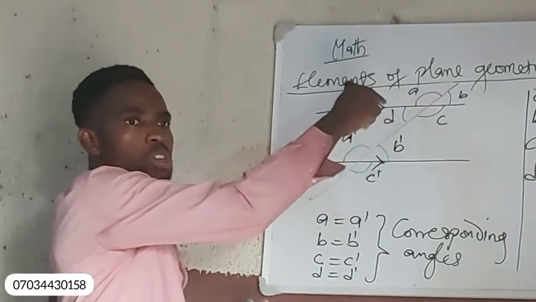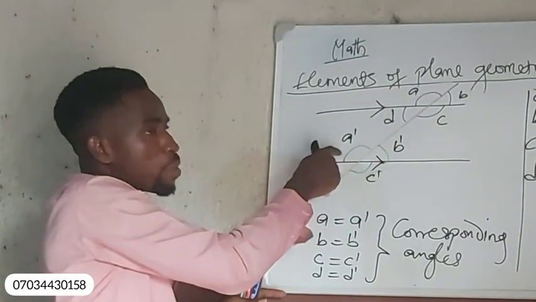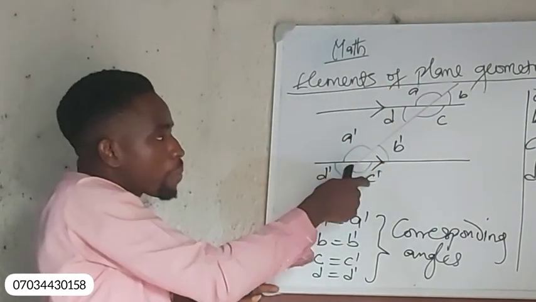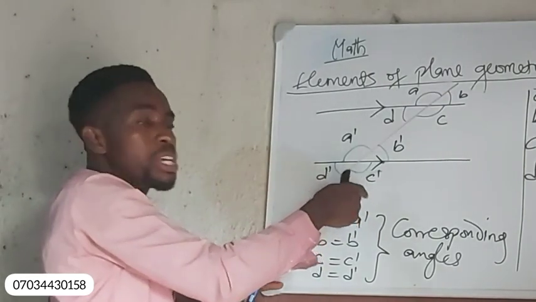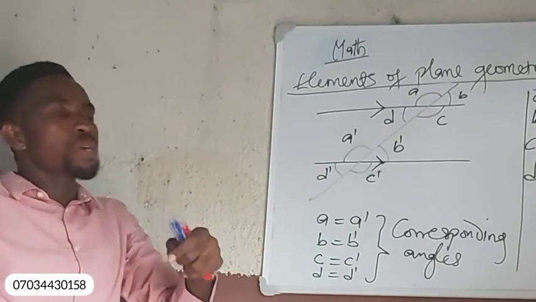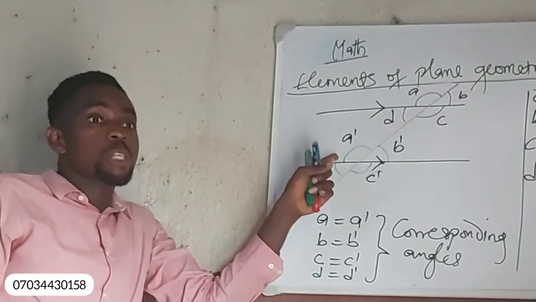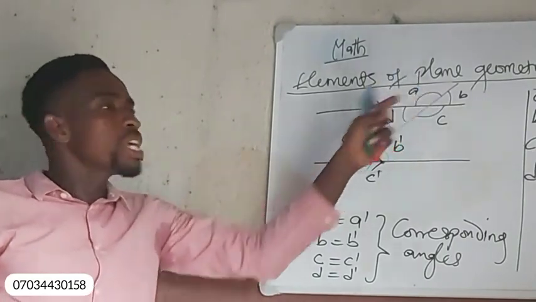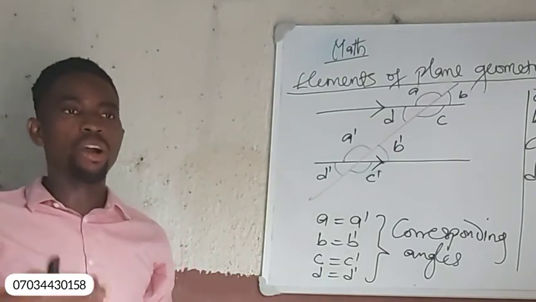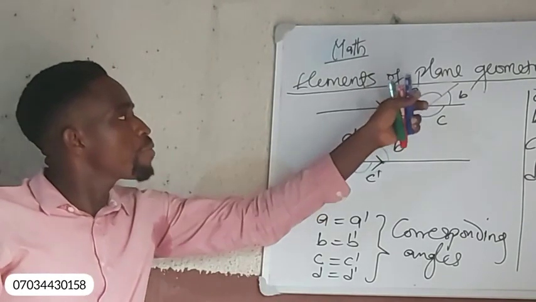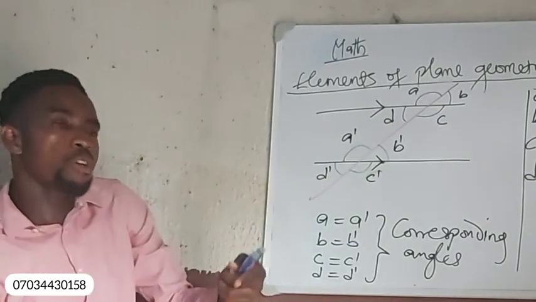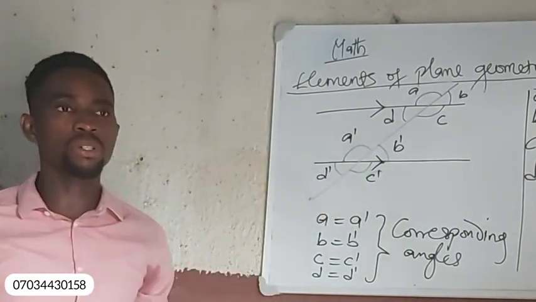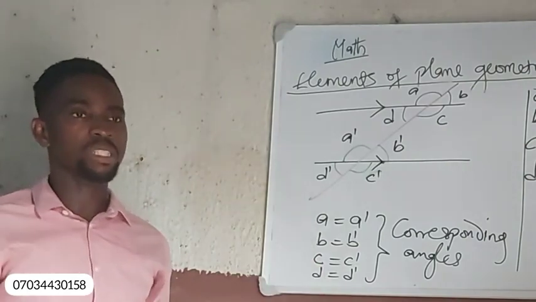A corresponds to A prime, which is vertically opposite to C prime. So I'm saying that A is equal to C prime. C prime is the vertically opposite angle to A prime, which is the corresponding angle to A. So that's how you can always identify alternate angles. You find this guy, you find its corresponding angle, and then the angle that is vertically opposite to it is the alternate angle. So that's how you identify alternate angles.